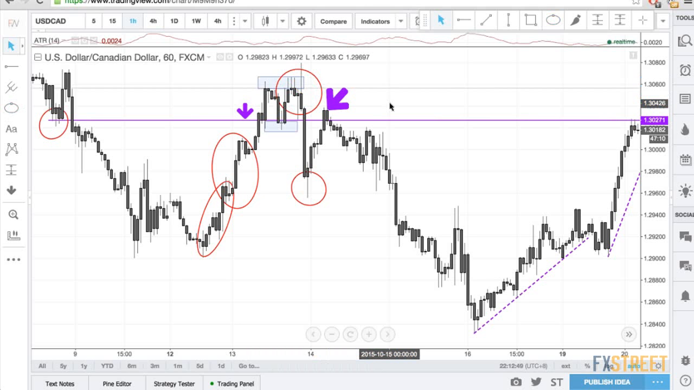Now, why do I say the first move is important and not so much the subsequent moves? Why is the first move so important to us, or to traders in general? Yes, the first move is done by the big players.